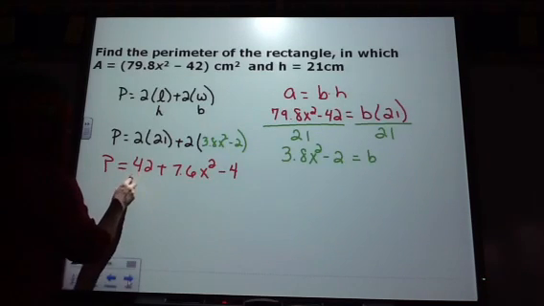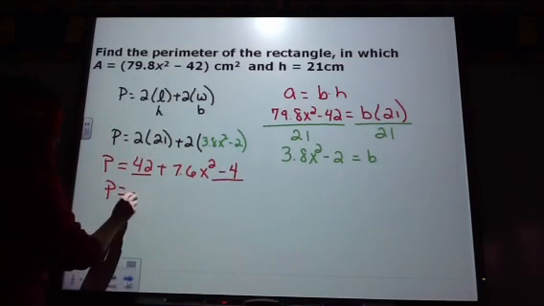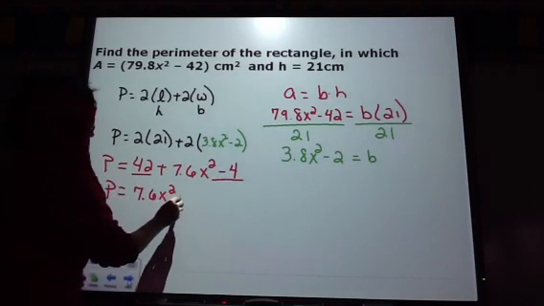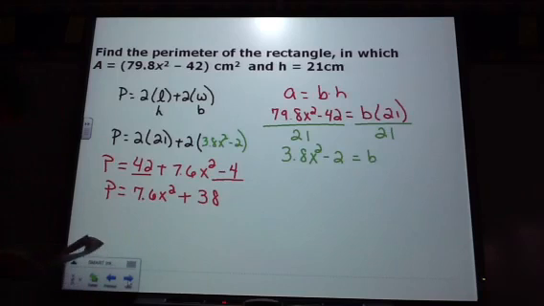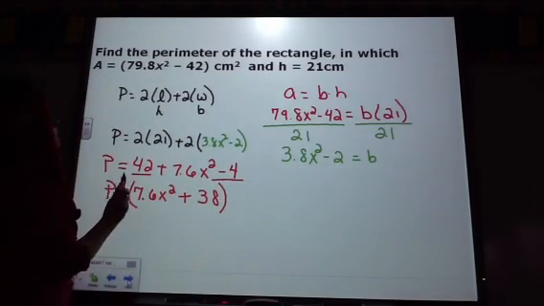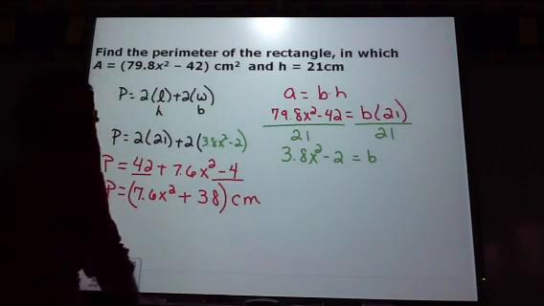Okay, and we can simplify like terms. I'm going to go ahead and put my 7.6x squared first. 42 minus 4 gives me a positive 38. And this is my perimeter. This represents a number, so I want to put it in parentheses. And when we're dealing with perimeter, we have units of centimeters.